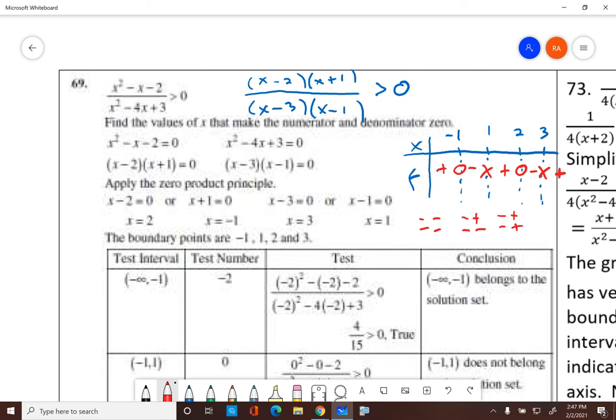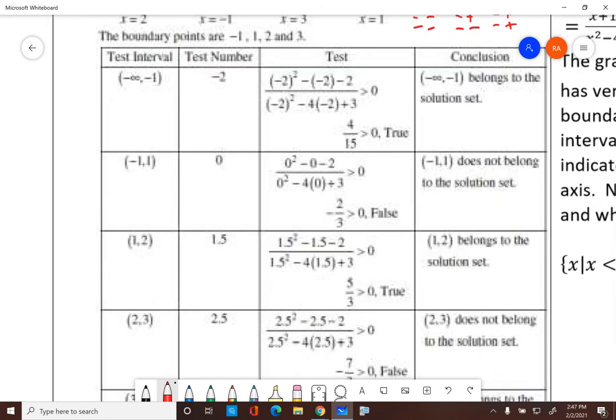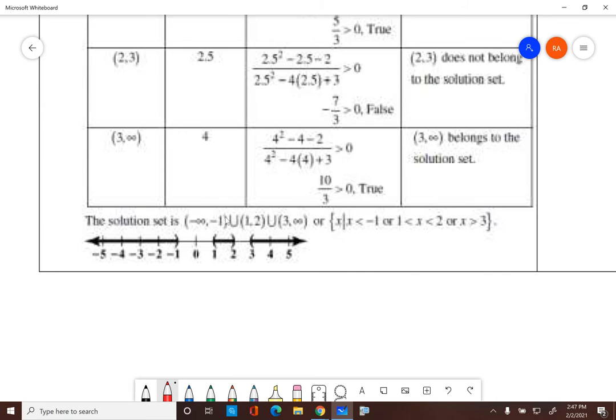So looking at all these intervals here, if I want to know when this thing is greater than 0, it's to the left of negative 1, between 1 and 2, and to the right of 3. In interval notation: negative infinity to negative 1, union 1 to 2, union 3 to infinity. Or here's the set builder notation: the set of all x such that x less than negative 1, or 1 less than x less than 2, or x greater than 3.